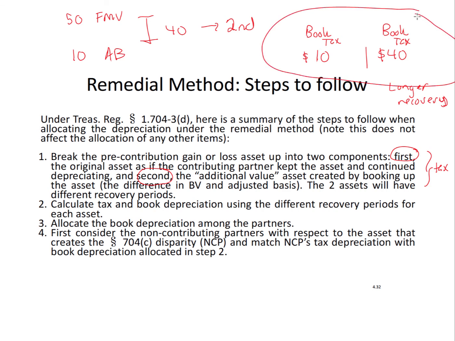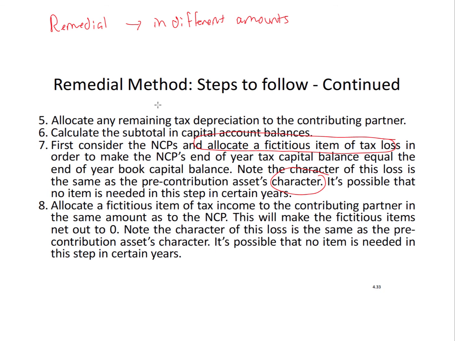determinations, two different items that we're determining here, right? We're breaking the asset into two parts. The economical part and the tax part. Sorry, this is the book amount, not the tax amount. Sorry about that. So that 40 is the book amount that's come about from it. Okay? And then number 8, we allocate a fictitious item of tax income to the contributing partner.